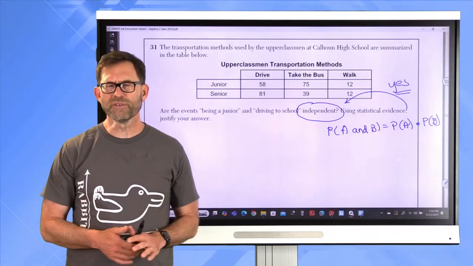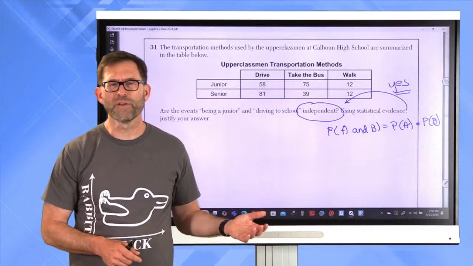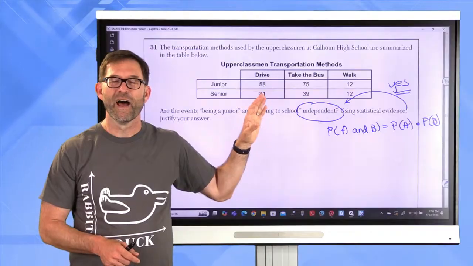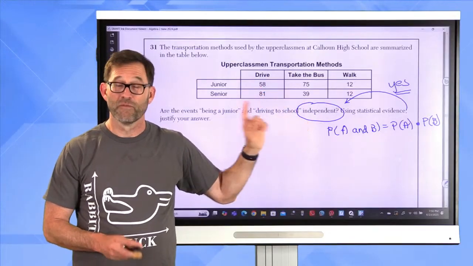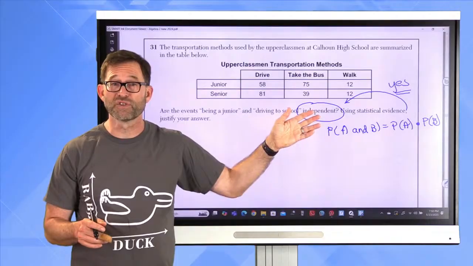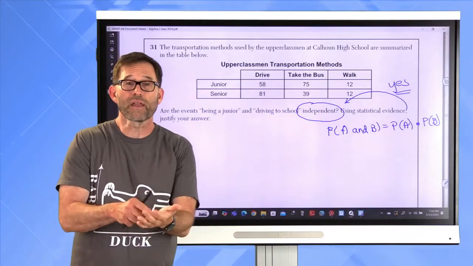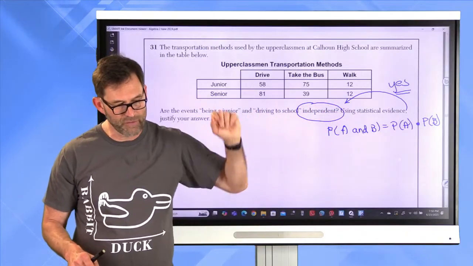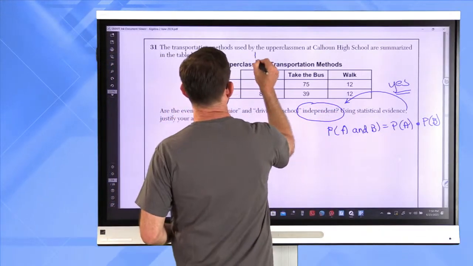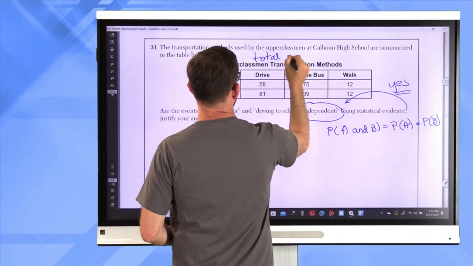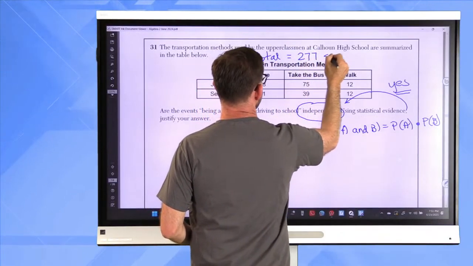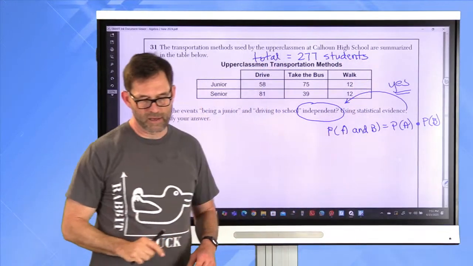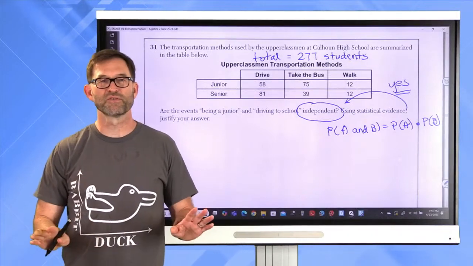All right, so the first thing we've got to be able to do is figure out these probabilities, and part of that is knowing the denominator in everything, right? And the denominator in everything for right now is the total number of students, which they didn't give us. So we have to take our calculator out and do 58 plus 75 plus 12 plus 81 plus 39 plus 12, and that gives us in total 277 students. So a nice, ugly number, 277 students. Just wanted to make sure.